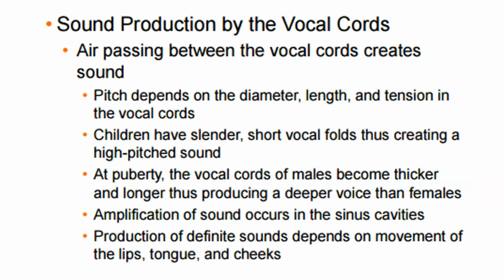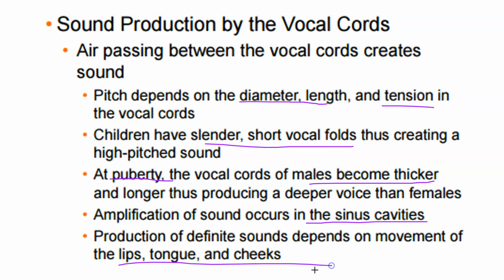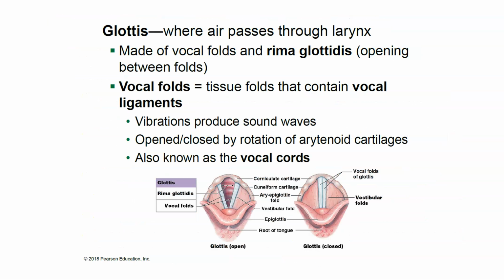And so how does sound production actually happen? Well, pitch depends upon the diameter, length, and tension in the vocal cords. Children have slender, short vocal cords. That's why they have high-pitched sound. At puberty, the vocal cords of males become thicker, which is always fun. Voice cracks, glorious. Amplification of sound occurs in the sinus cavities, and then production of definite sounds depends upon the movement of lips, tongue, and cheeks. And so this is how you make sounds.